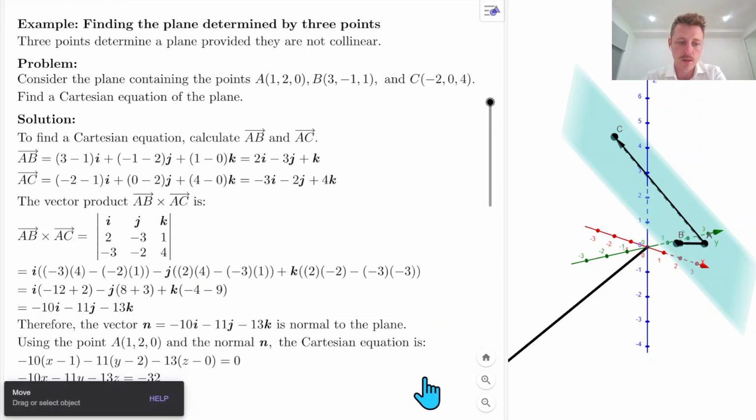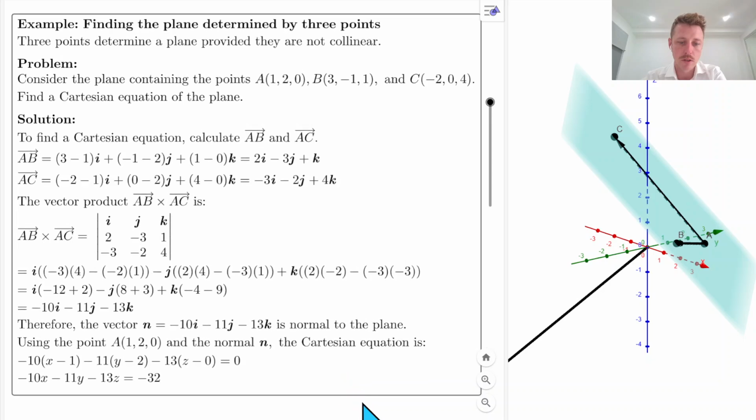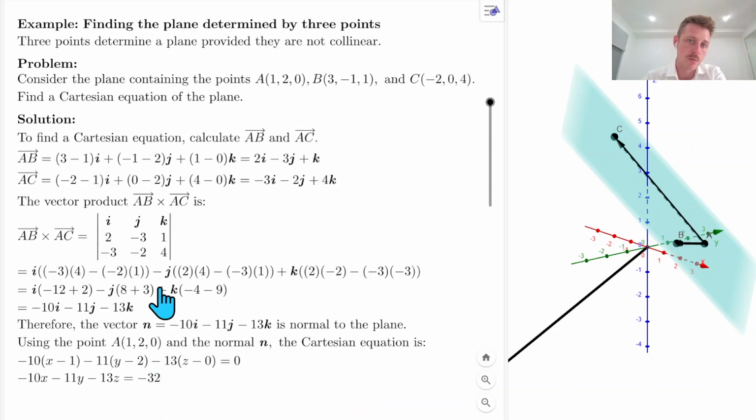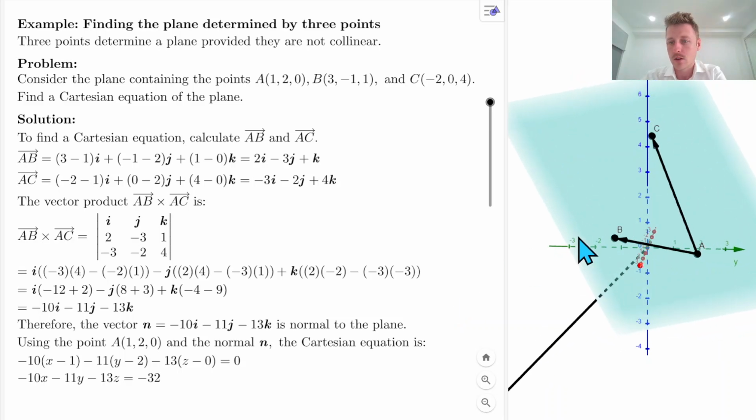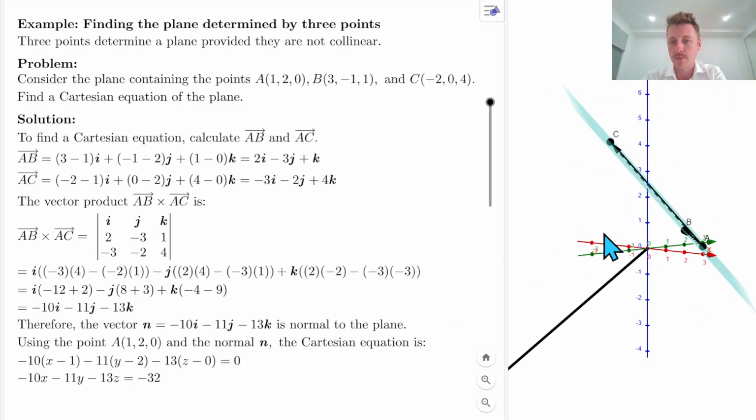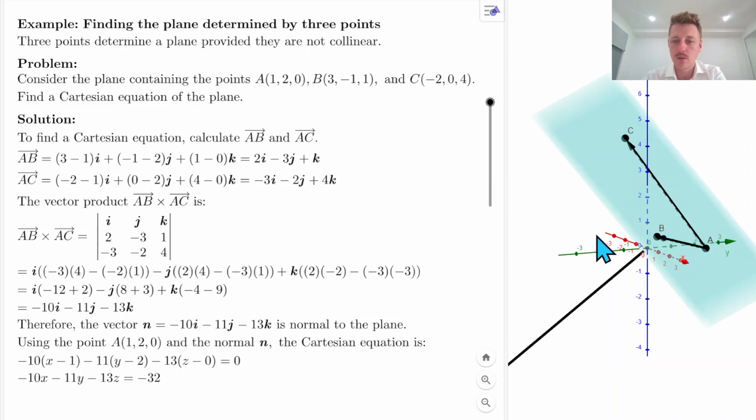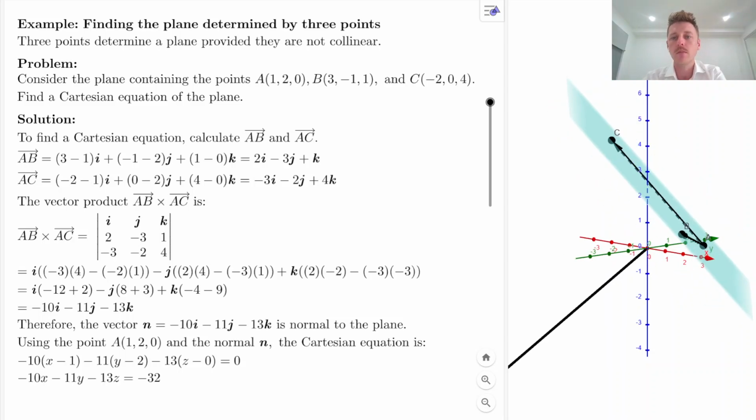So if this last step seems a little bit confusing, just follow the steps we did in the previous section. That's how we came up with that. Okay, so yeah, that is the plane equation when you are given 3 points.